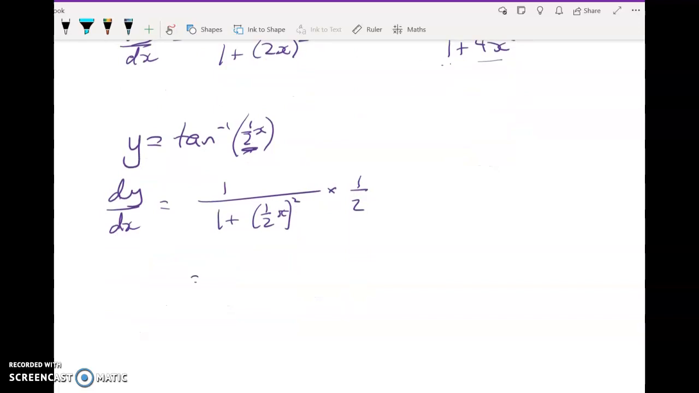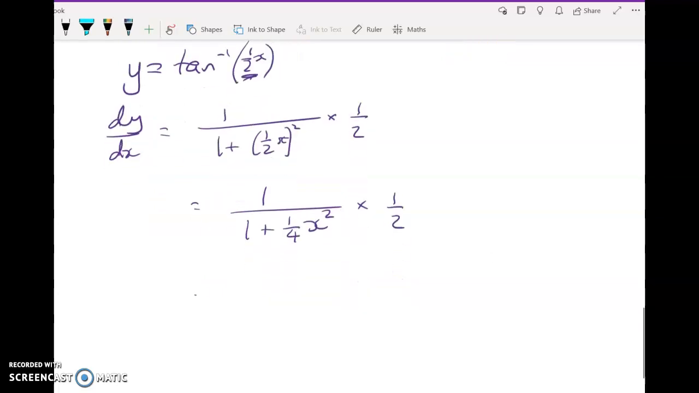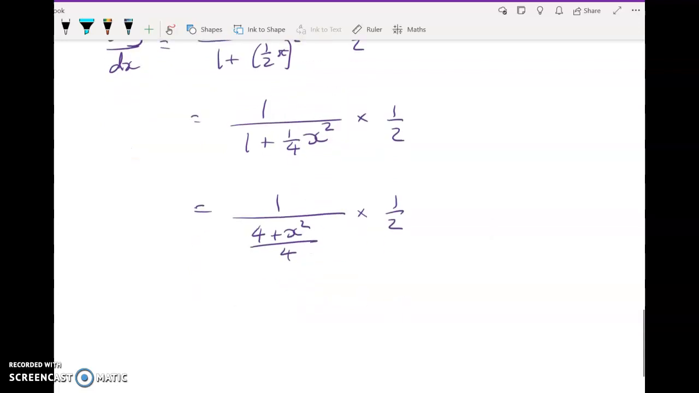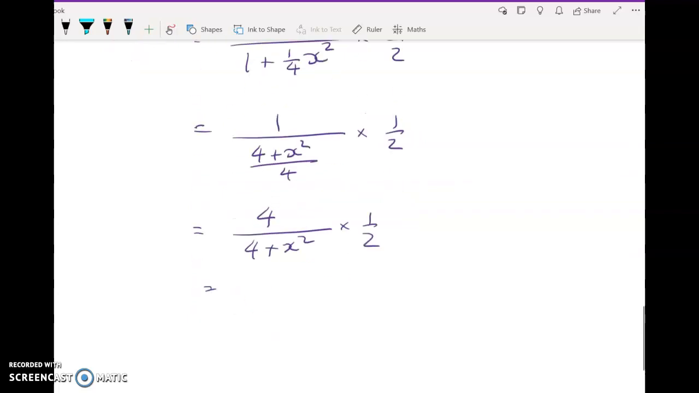And when you clean this up, you'll see that you get 1 over 1 plus 1/4 x squared, times 1/2. Getting a common denominator in here gives me 1 over 4 plus x squared over 4, times 1/2. And fixing that up gives me 4 over 4 plus x squared times 1/2, which is quite nice, and gives me 2 over 4 plus x squared.